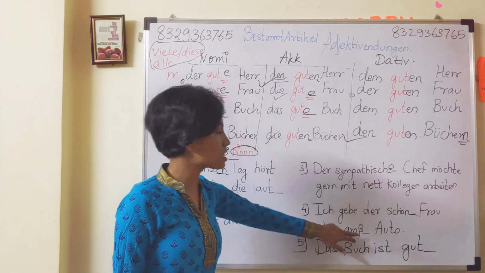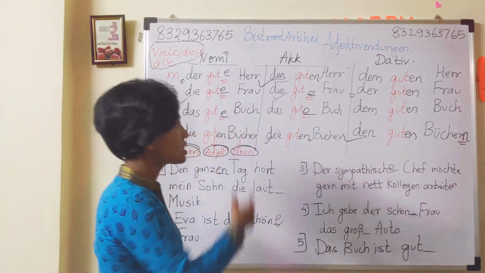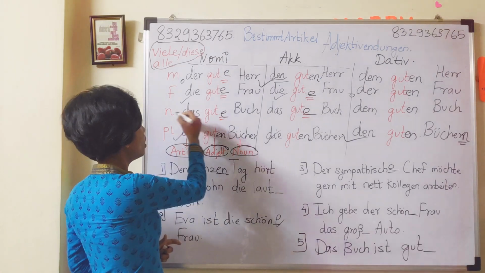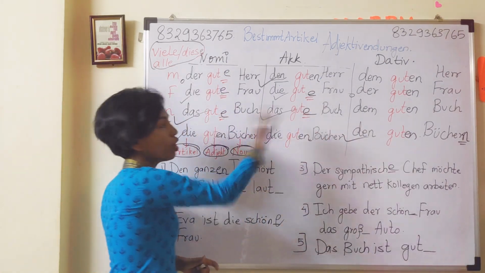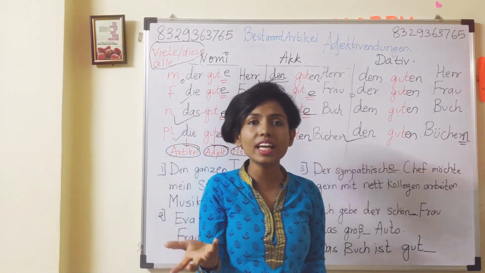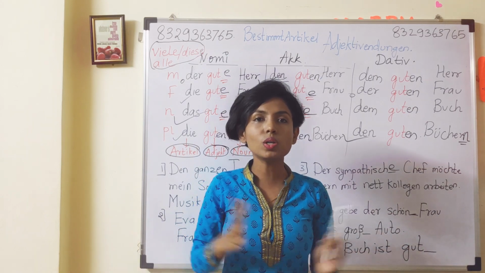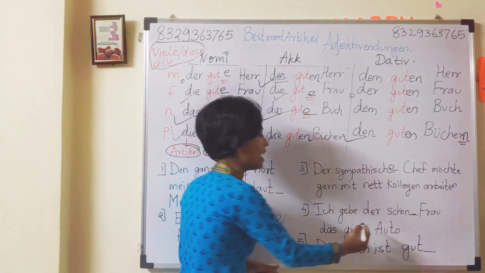Then last, das große Auto. Das is where in this particular chart? Over here and over here. Both the words are ending with e. Nothing to do. Don't worry so much. Just write e at the end.